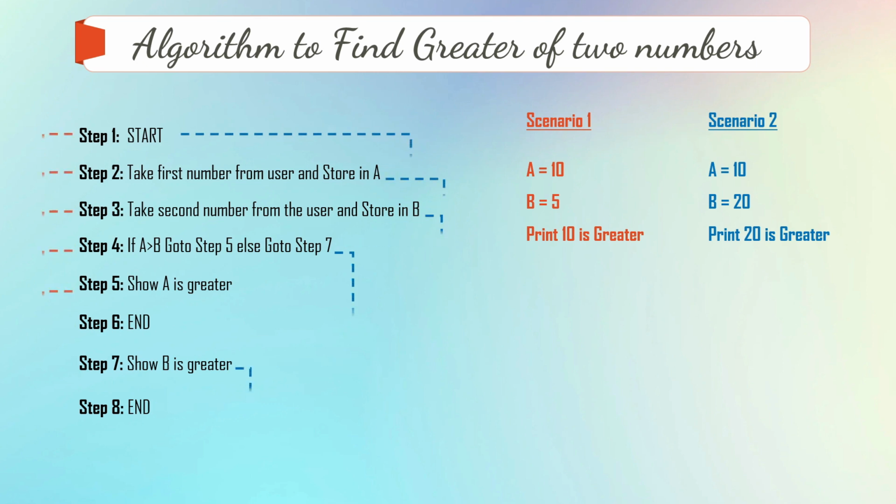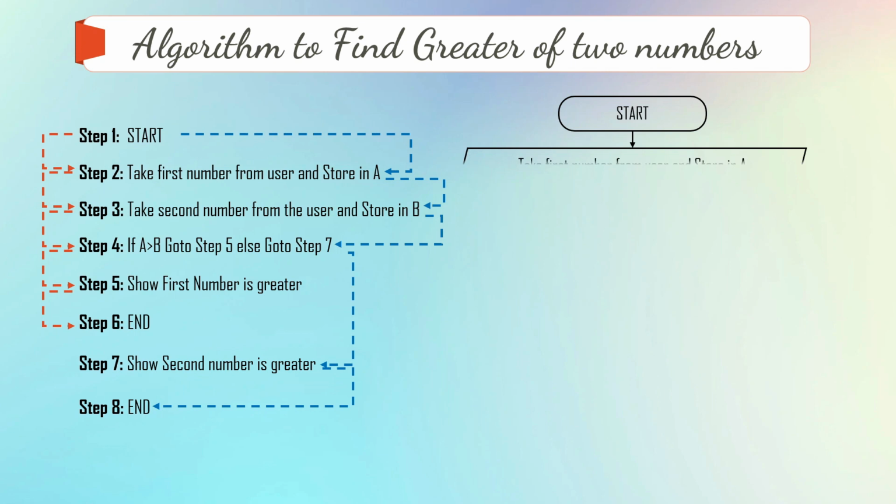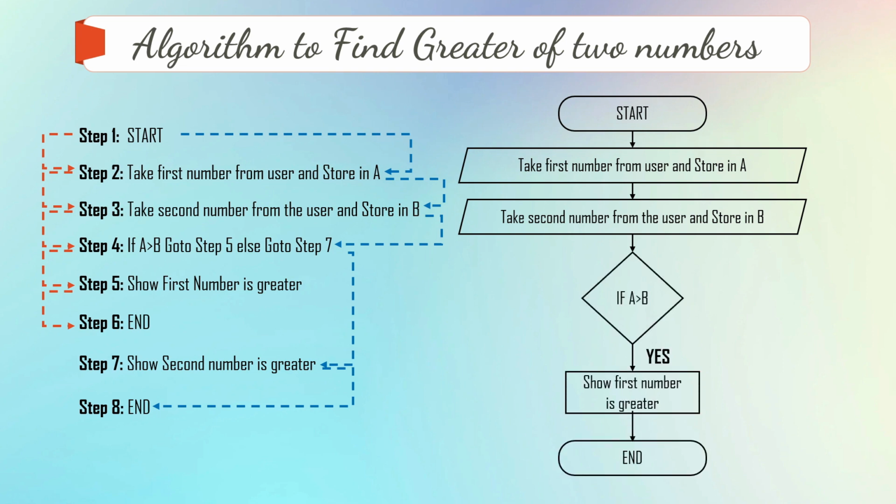Now we will look at how the flowchart for this program is determined. The algorithm for the greater of two numbers is this, and on the right hand side we will draw a flowchart. The first step is to take the first number from the user and store it in A. The next step is to take the second number from the user and store it in B. After this, a new symbol will come, and the symbol looks like a kite, correct? When we have to make a decision, we use a kite symbol. So if A is greater than B, there will be two options, yes or no.